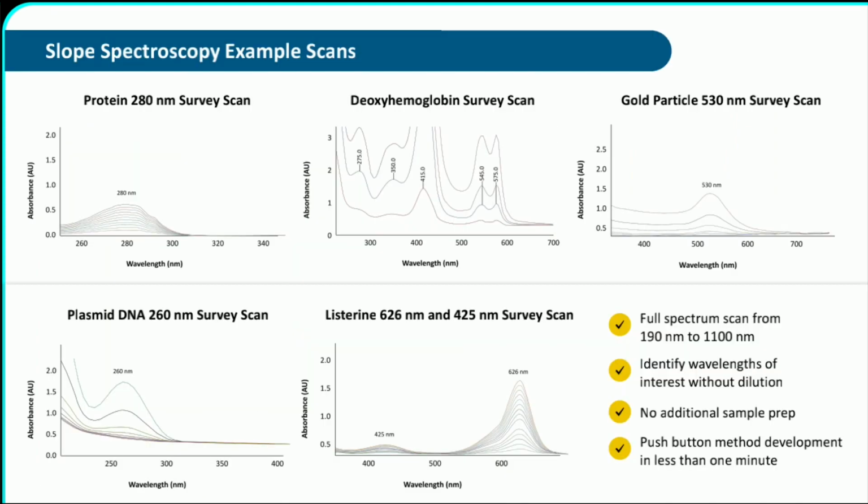Here's just an example of multiple modalities that the SoloVPE is able to measure. You can see whether it's protein, hemoglobin, gold particle, plasmid DNA, Listerine. If it has a chromophore in the UV-vis range, the SoloVPE can accurately measure it, neat and undiluted.